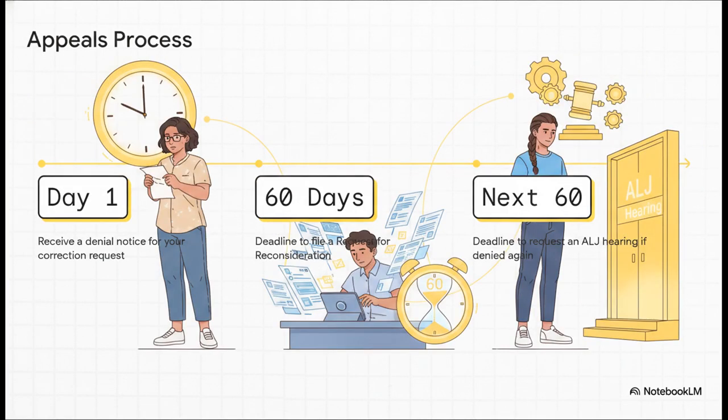But what if your correction request actually gets denied by the agency? This is where the appeals process kicks in, and it has incredibly strict, unforgiving windows. From the very day you receive a denial notice, you have exactly 60 days to file a request for reconsideration. And if they deny it again, you get another 60 days to request a hearing before an administrative law judge. Missing these 60-day deadlines usually means your case gets completely closed out, unless you have a very good, well-documented excuse.